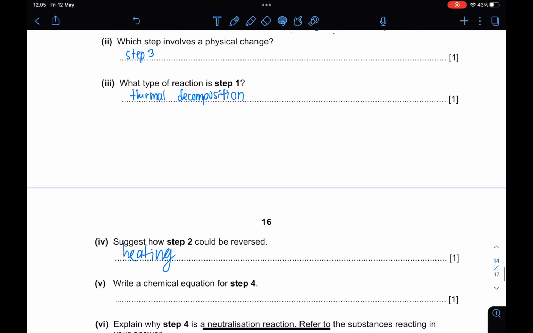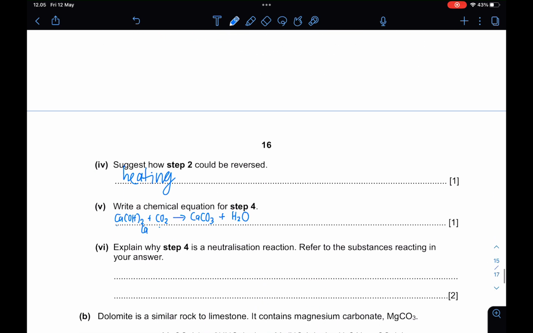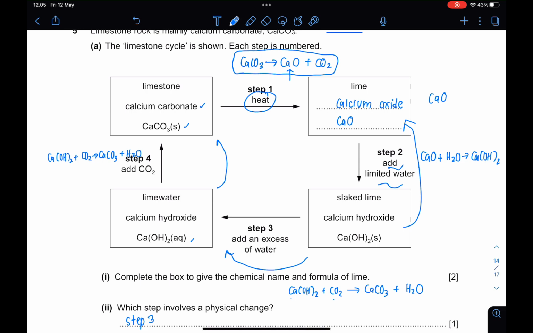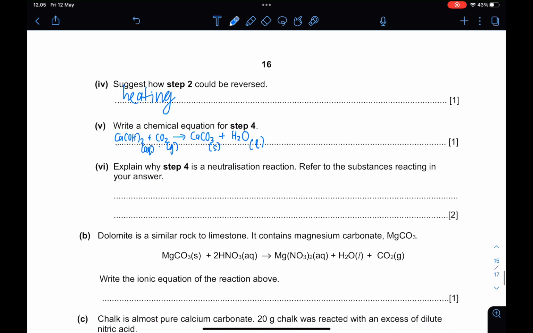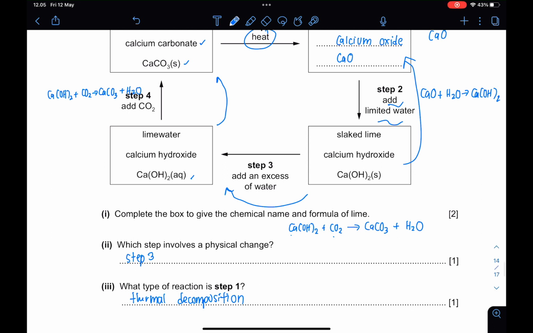Oxygen is 4 on the right, and the left-hand side is also 4. Carbon is 1, hydrogen is 2, and the left is also 2, so it's already balanced. We'll just copy and paste it over here. In this case calcium hydroxide is aqueous. Then gas, solid, liquid. Why solid calcium carbonate? Because calcium carbonate is the white precipitate, so it's solid. Calcium hydroxide is aqueous.